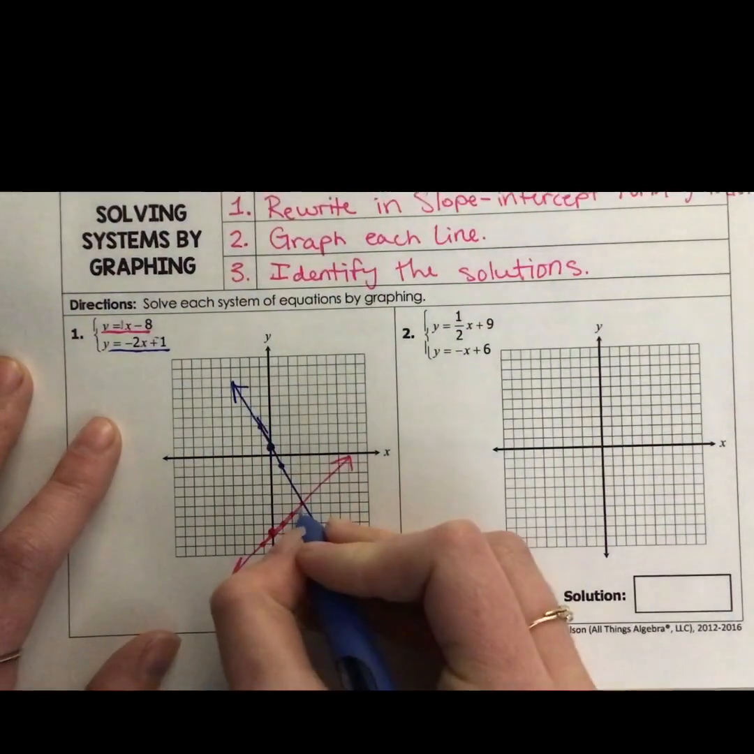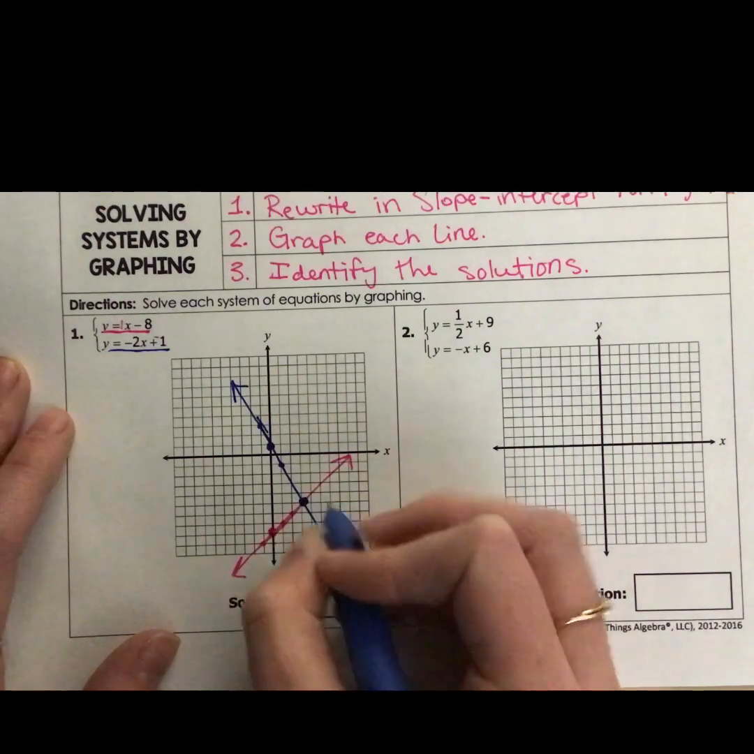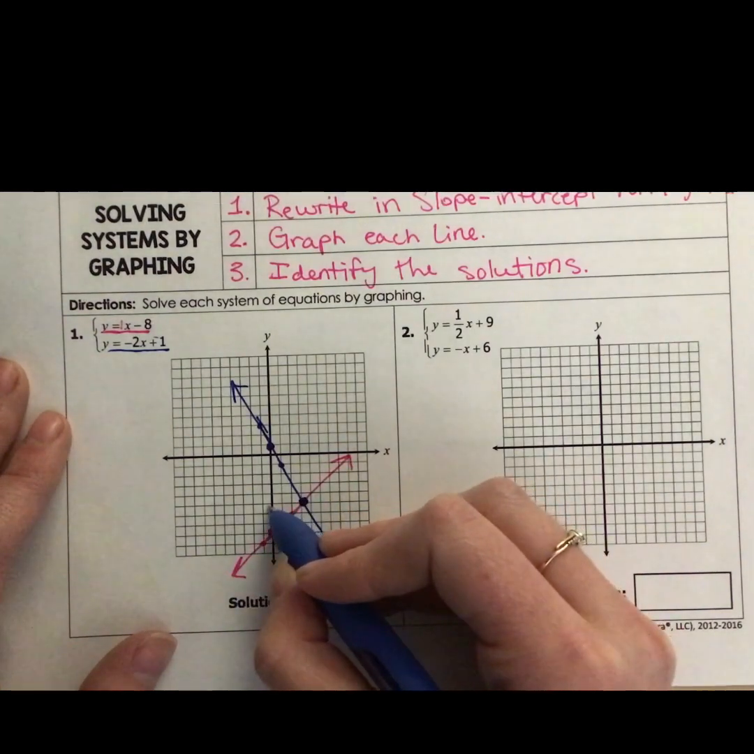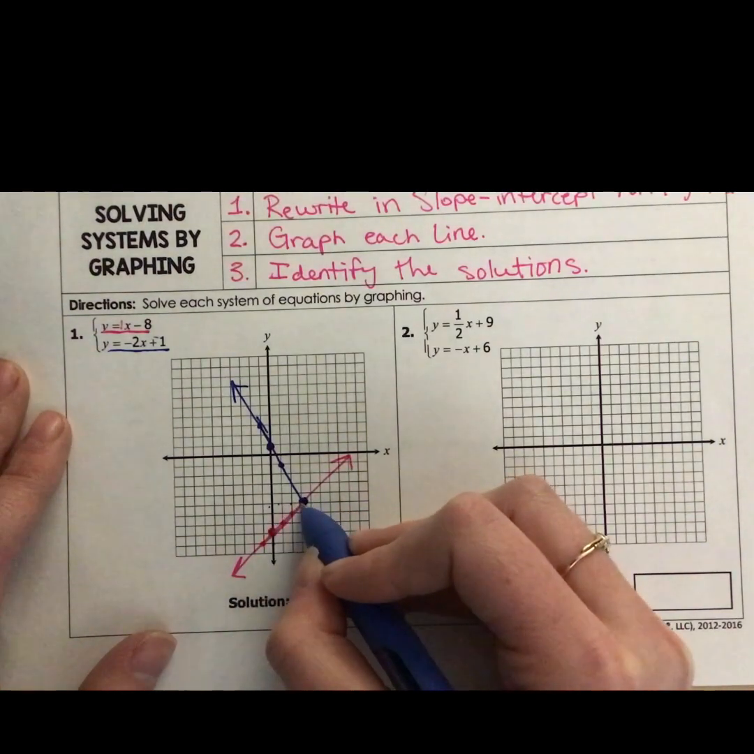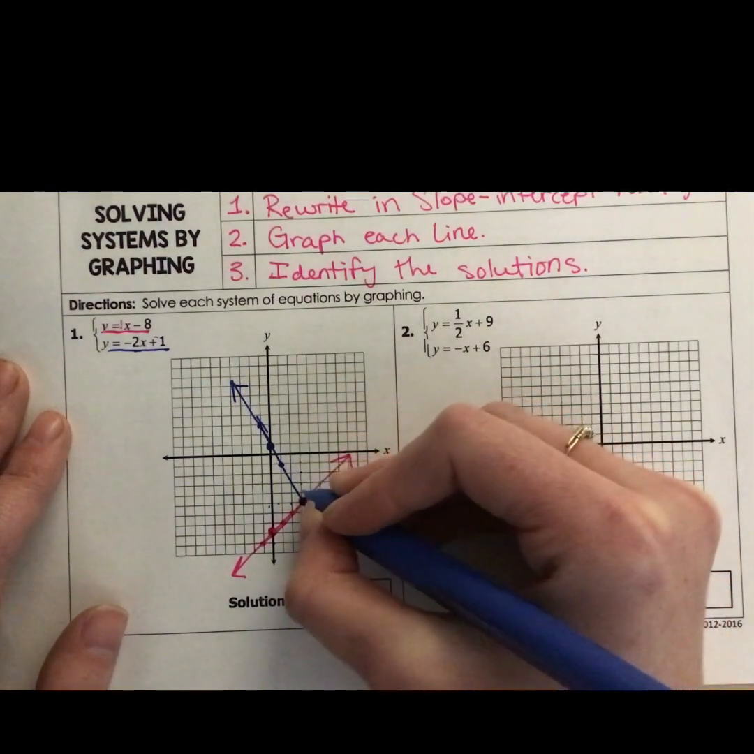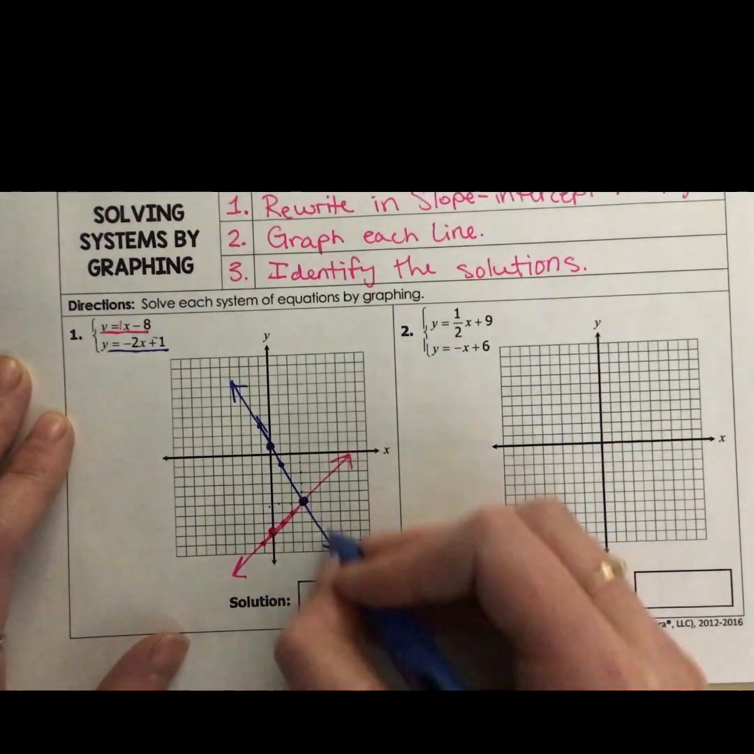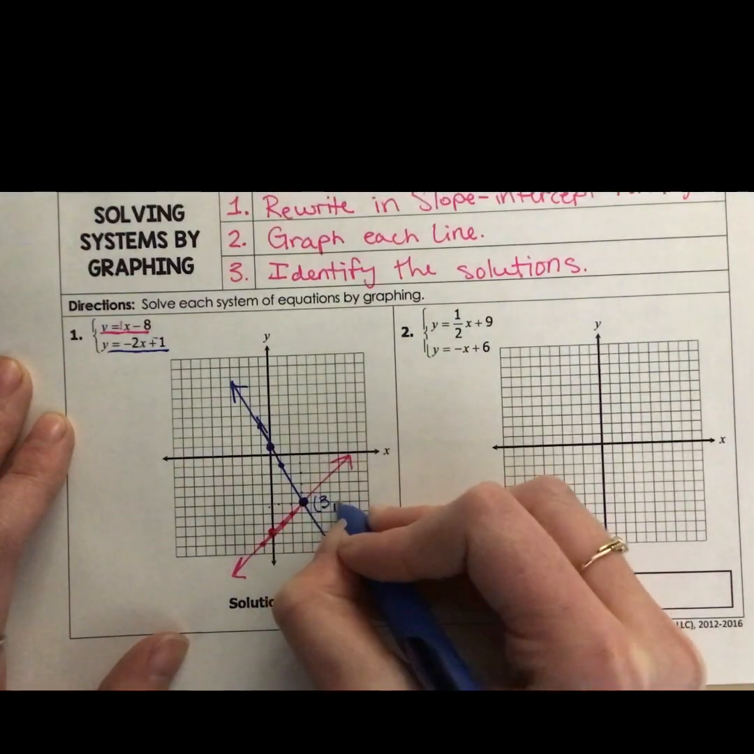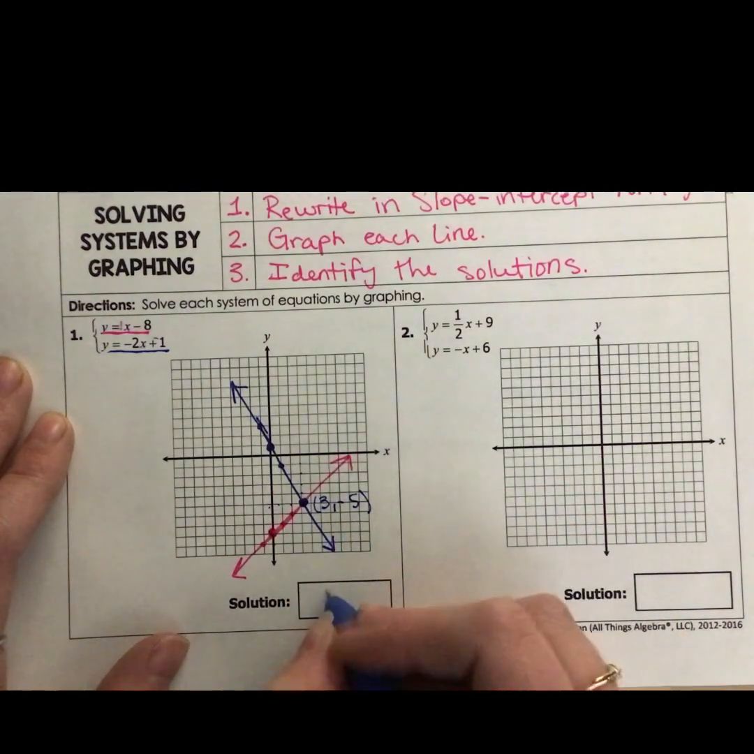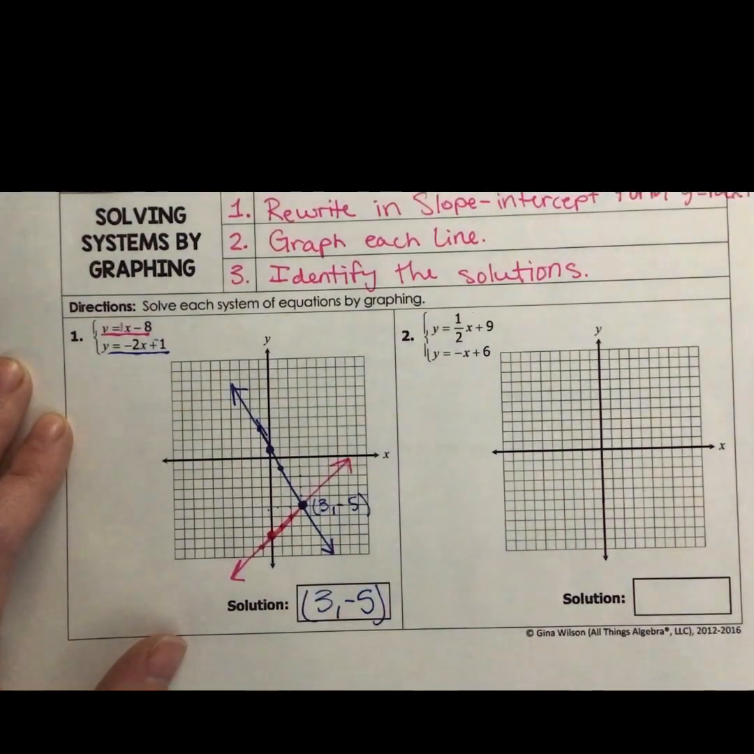And you can see that these two graphs would intersect at this point right here, which happens to be over 1, 2, 3 on x, and it goes down 1, 2, 3, 4, 5. So these intersect at one specific point, and that point is (3, -5). So our solution is the point (3, -5).